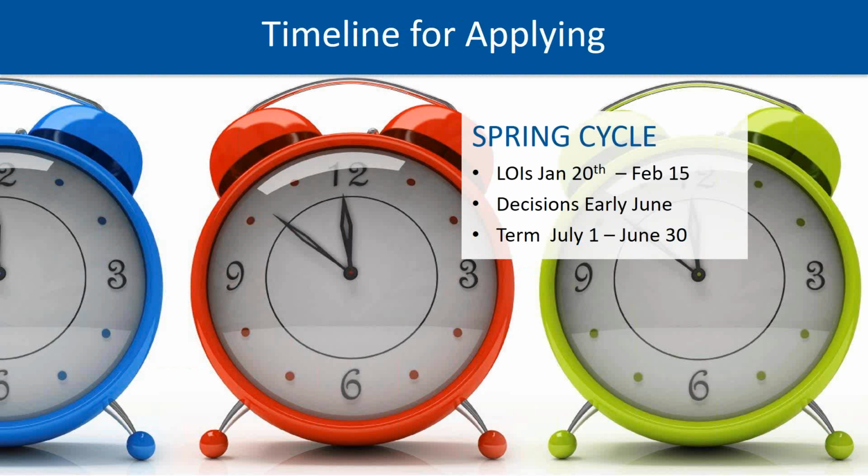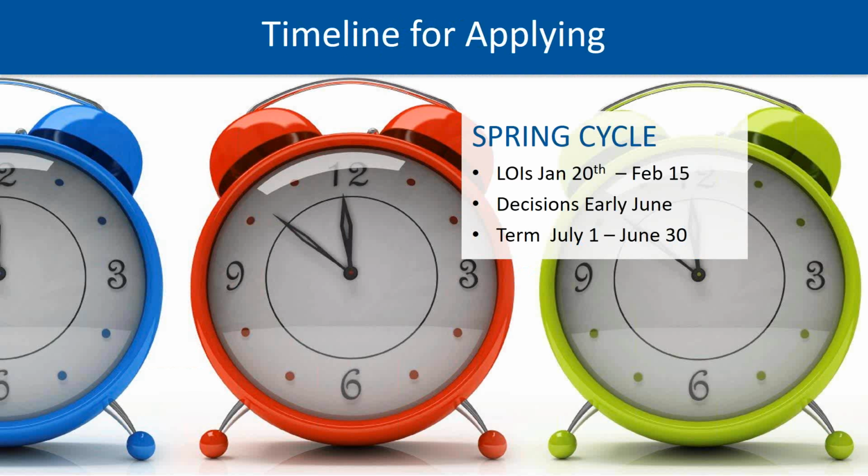So on this slide, you can see from a high-level perspective the timing for our spring cycle. LOIs will be submitted between January 20th and February 15th. Note that that's a change this year. We typically open the LOI period for the spring on January 15th, but since that is a holiday weekend, we are taking a little extra time to make some edits to the LOI and the application. You will all be glad, I'm sure, to know that we are simplifying the LOI in the process.